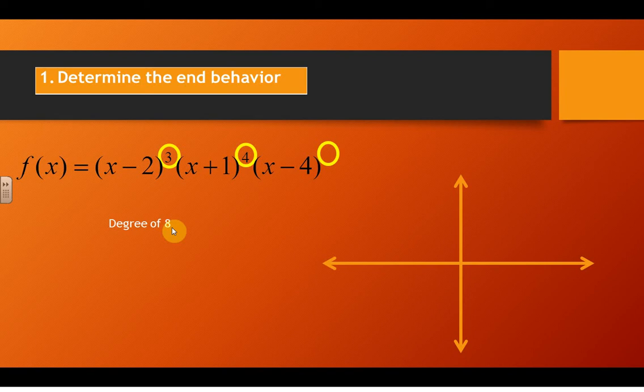Which means it's going to start and stop in the same place. It's going to end up or end down. So then we look to the leading coefficient. It's positive, so we know that it is starting and stopping going up. Look at us, we already have a heading in this.